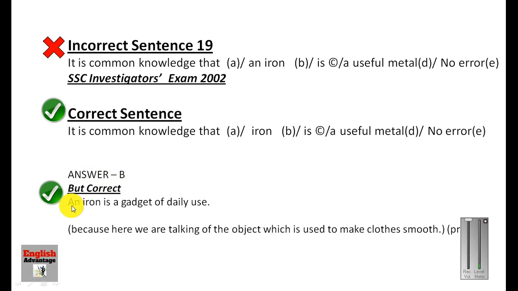Now let us take another example. This is also correct. An iron is a gadget of daily use. We are talking about iron of daily use. Iron as a gadget, iron as an object. Because here we are talking of the object which is used to make clothes smooth. This is also called press. Okay. So here we are talking about the iron as an object. So here the n is correct. Here you are not using this iron as a metal or material, but as an object. So this sentence is perfectly okay.